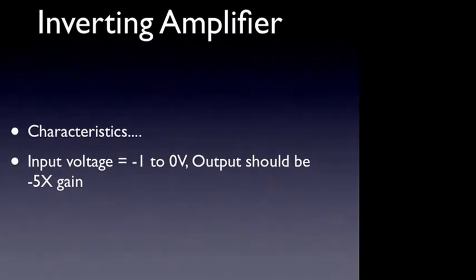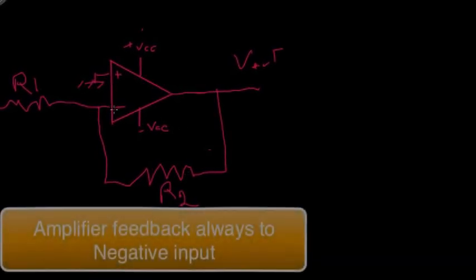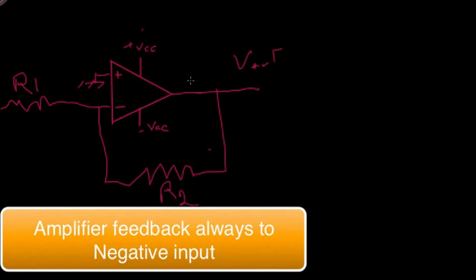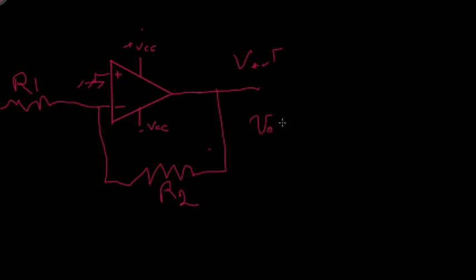My second problem that I want to look at is the inverting amplifier. So again, starting with our basic configuration, here is my V out. Here is V in. I'll label this as R1. This is R2. And I will ground the positive input. Notice that my feedback for an amplifier always comes to the negative input. And here what I have is a relationship where V out equals minus R2 over R1 times V in.